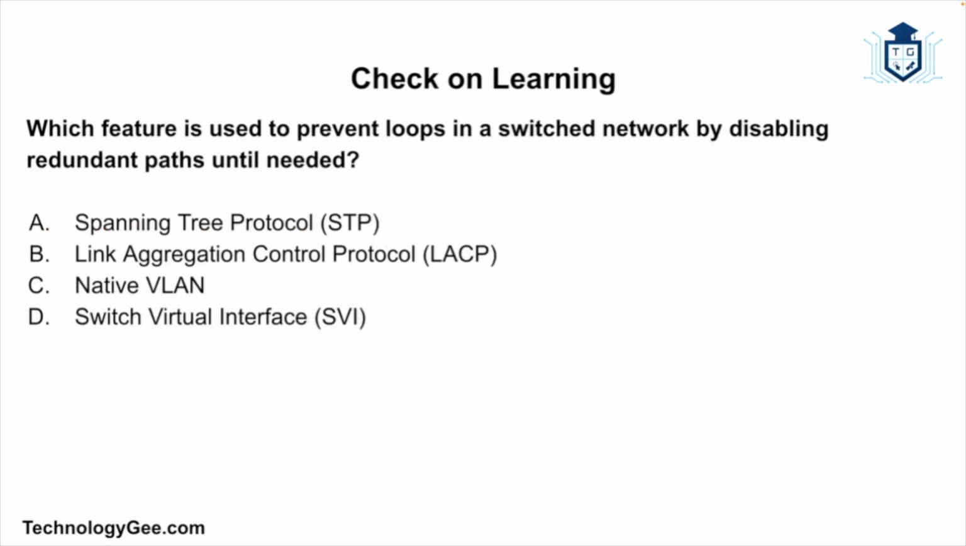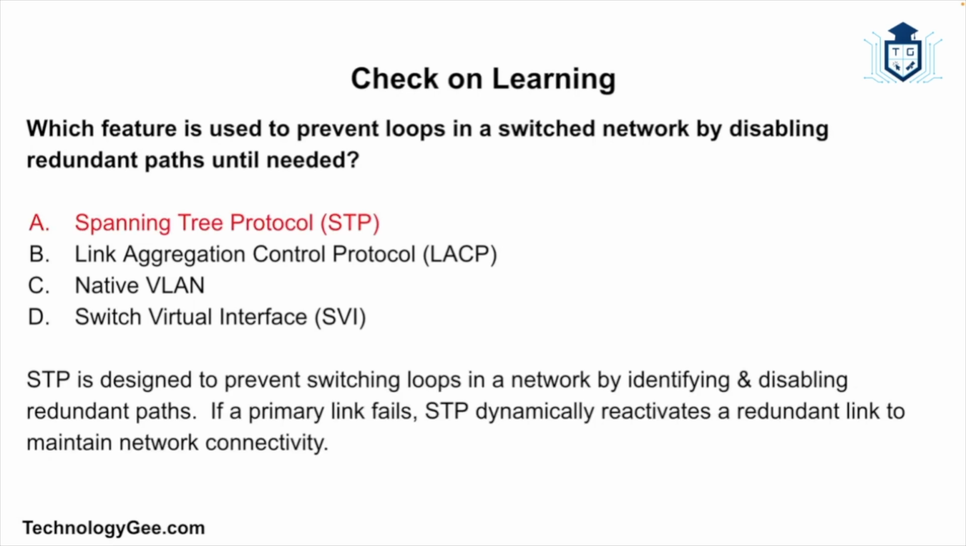Next question, which feature is used to prevent loops in a switched network by disabling redundant paths until needed? Would this be spanning tree protocol, link aggregation control protocol, native VLAN, or switch virtual interface? And the correct answer is spanning tree protocol. So STP is designed to prevent switching loops in a network by identifying and disabling redundant paths. If a primary link fails, STP dynamically reactivates a redundant link to maintain network connectivity.